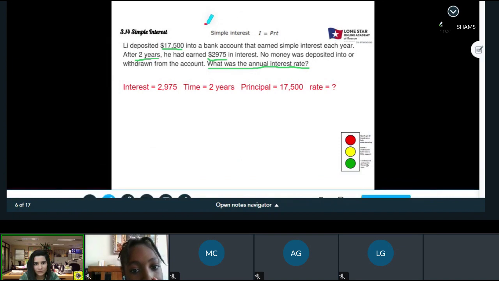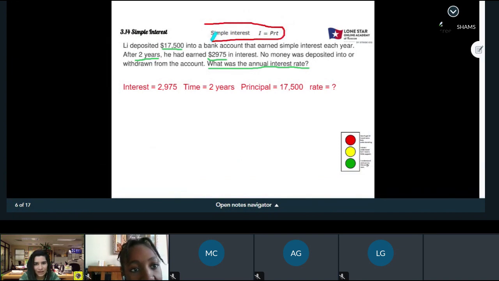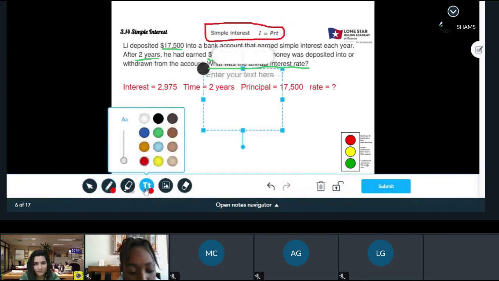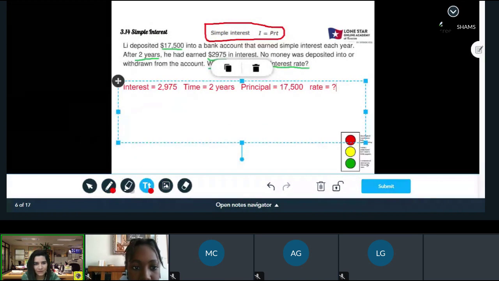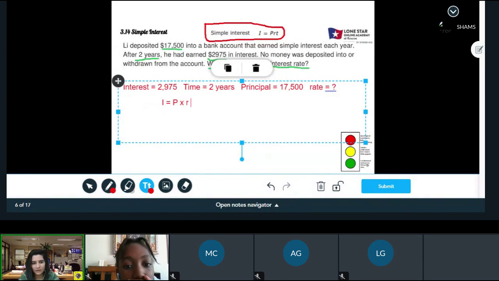You see this equation? I'm going to rewrite this equation and see what I can do about it. And here we are. This equation says that I equals P times R times T, right? And I know that interest is 2,975, the principal is 17,500. I don't know my rate, but I know the time is 2.